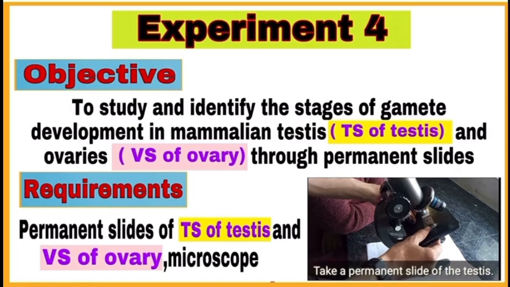Write next step, that is requirements. We require permanent slides of transverse section of testes and vertical section of ovary, and also we require microscope to watch these slides.